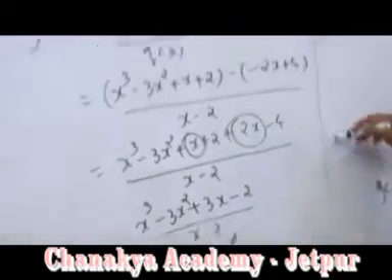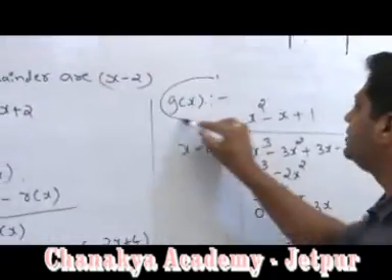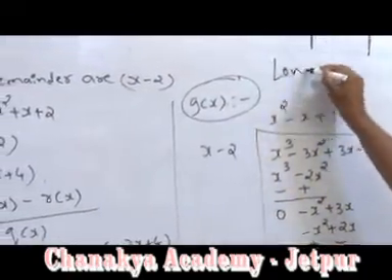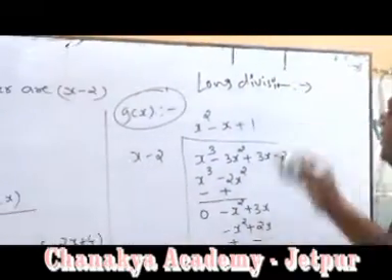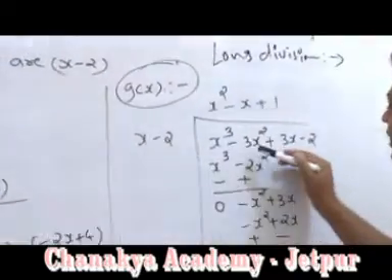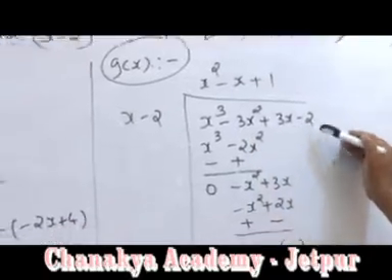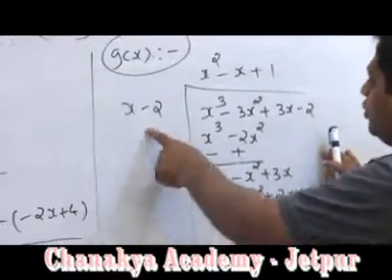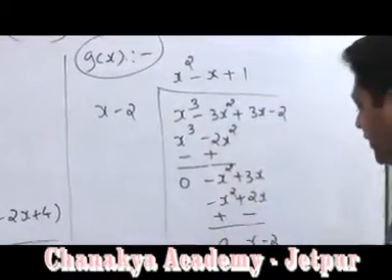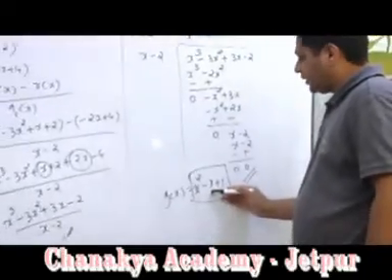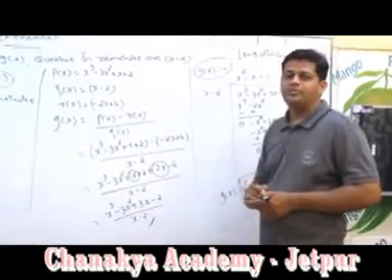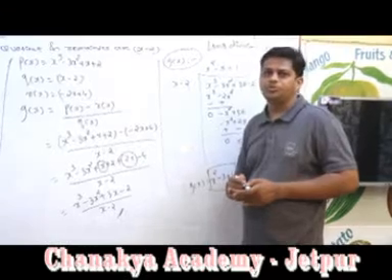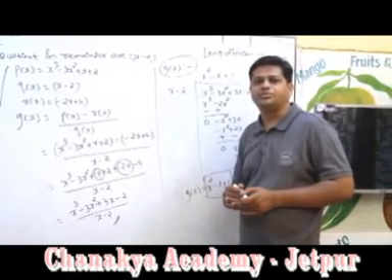Now the last step to find g of x is using long division. x cube minus 3x square plus 3x minus 2 divided by x minus 2 will give us the final answer of g of x: x square minus x plus 1. Now students, one more question I am delivering to give you a better explanation of the same method.